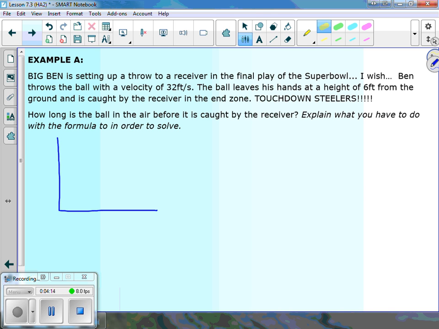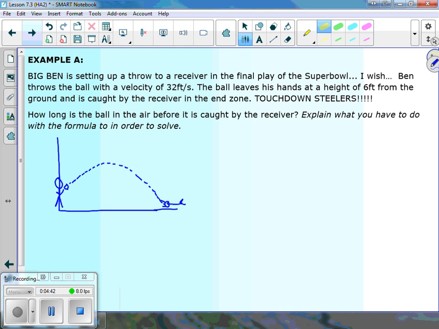So if we could picture this, my drawing is no good here, but you'll be okay. Here is my quarterback. He is going to take a projectile and throw it up into the air. It's going to come back down, and it's going to be caught by a receiver here in the end zone. So we have a parabolic path represented, and we're going to do some calculations with this parabolic path.